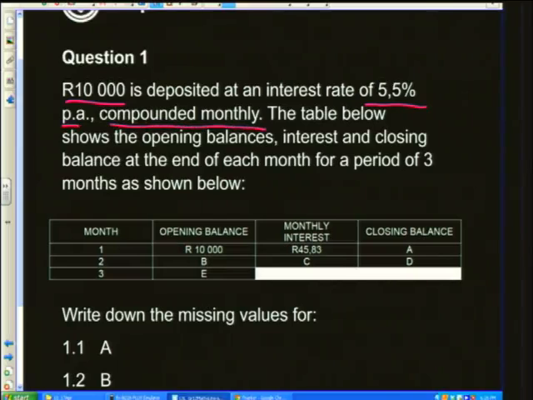Oh, guys, what does compounded monthly mean? Well, it means that we're going to add a bit of interest to the total every month, and we're going to get a new total, and then at the end of the next month we're going to get interest on the initial amount plus the interest, and that will be a little bit more interest. And then the opening balance of the third month will be the initial amount plus the interest from the first month plus the interest from the second month. All of that added together will be the opening balance of the third month.